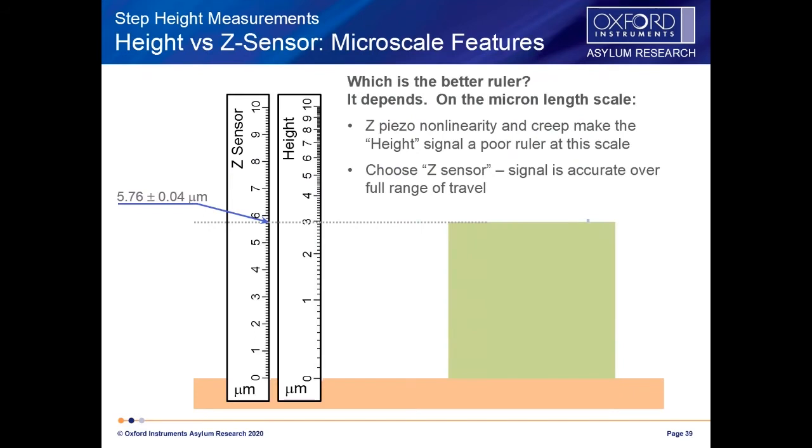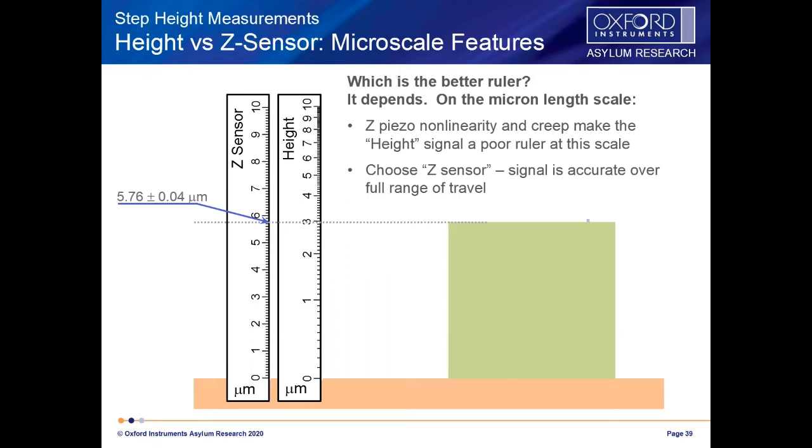Now, the question is, there are two different measurements available in the instrument: we have the height measurement and we have a Z sensor measurement. As a user of the AFM, how do you select which of the two channels is the appropriate channel for your measurement? And the answer is, it depends.